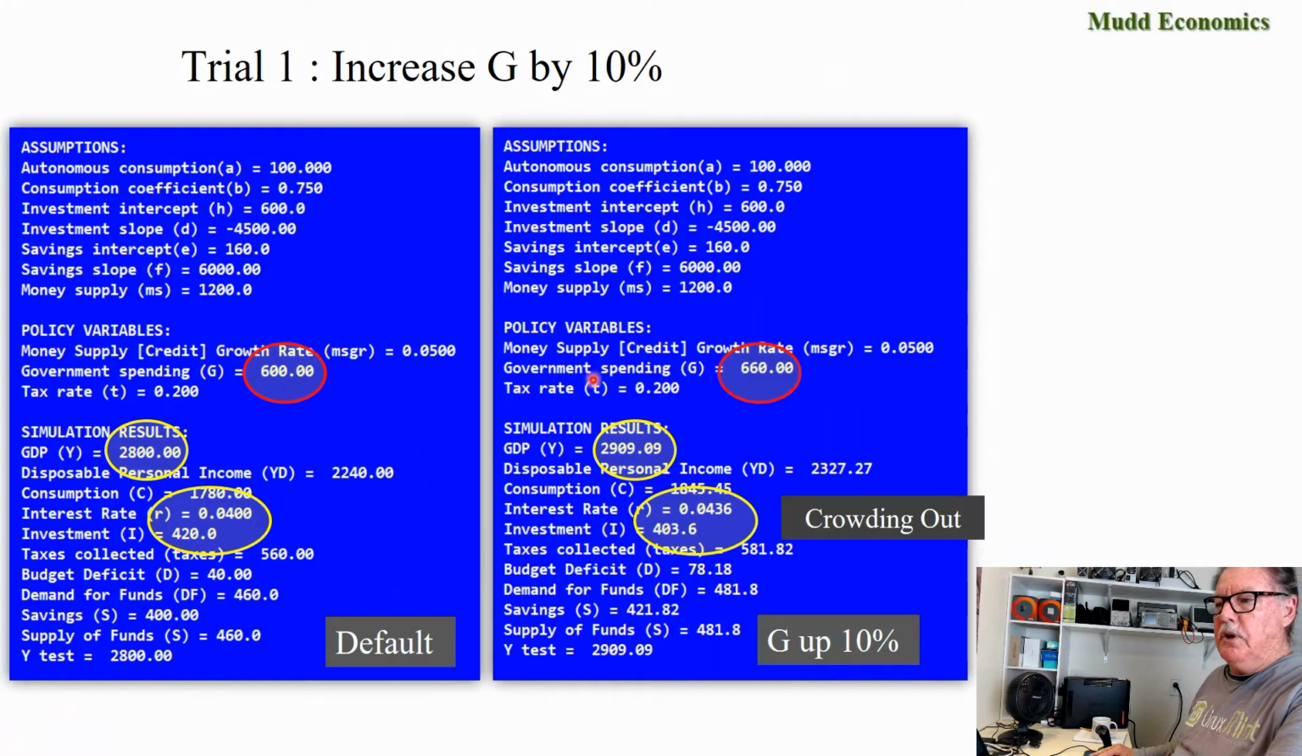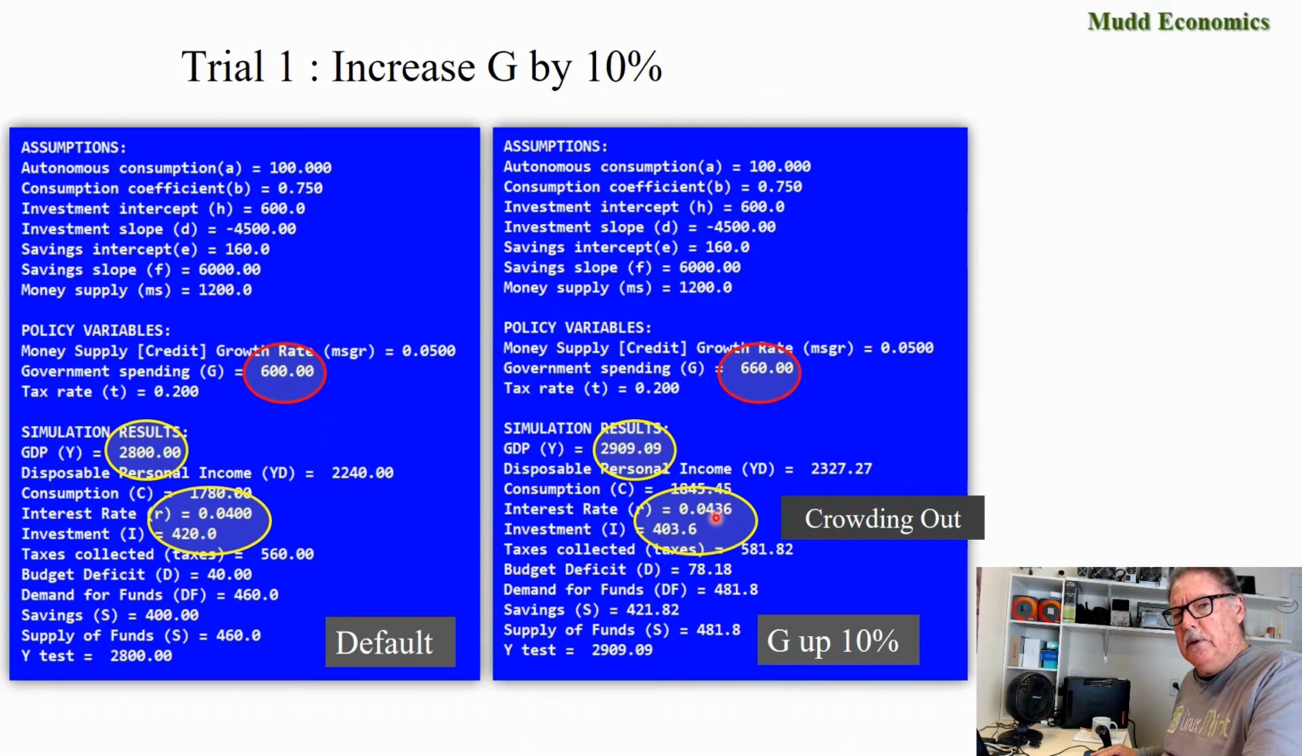Here we increase government spending by 10% from 600 to 660. We do have a pop in GDP that's sizable, 2,800 to 2,909.09. But we have interest rates rising. Now, they rise by a little bit differently than they did in the loanable funds model. They rise 36 basis points. And as a result, we have a pretty substantial decline in investment from 420, the default assumption, to 403.